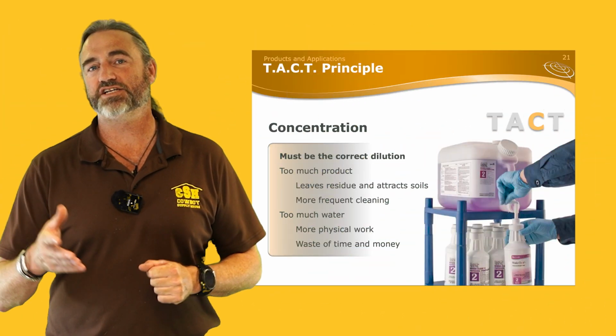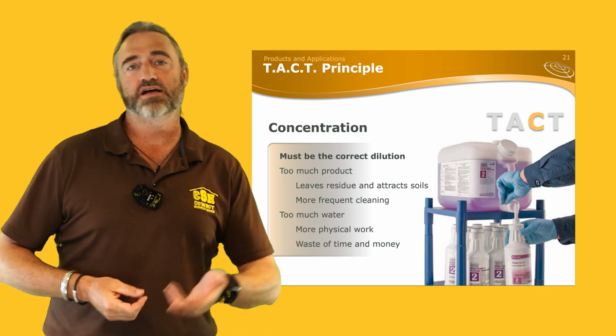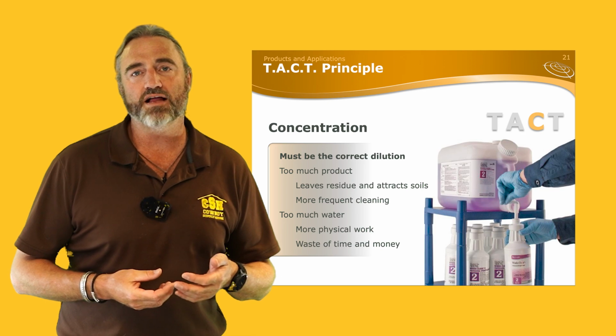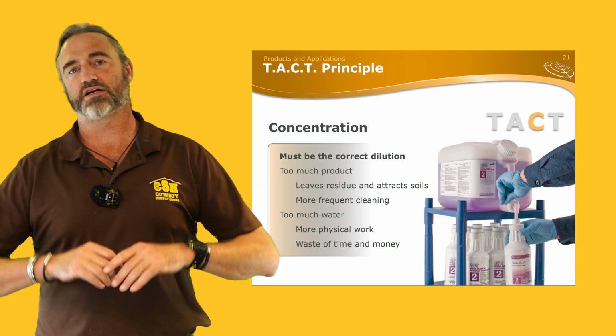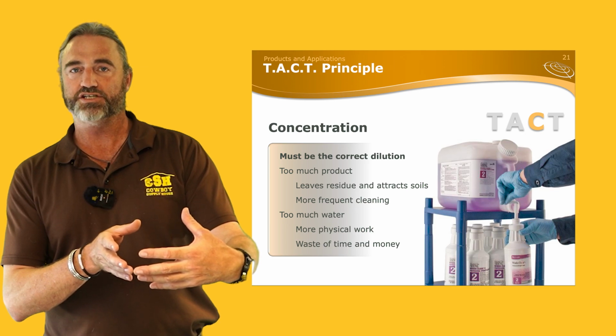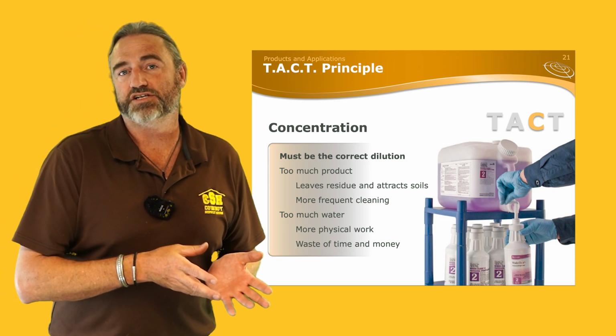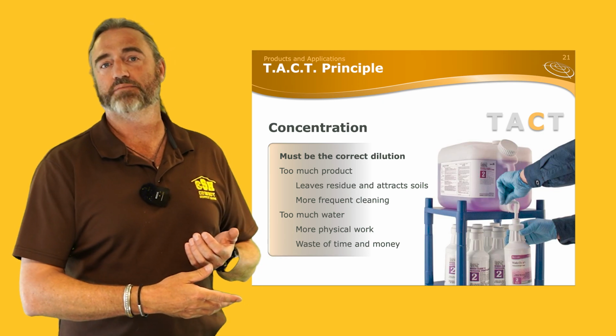C is for concentration. What is the concentration of your product? Is it 1 ounce per gallon, 2 ounces, or 4 ounces per gallon? Is it a disinfectant or a window cleaner? They all have different dilution ratios, and it is important to get the right dilution ratio for the product. If you get the right dilution ratio, the product works right and we get the job done quickly.